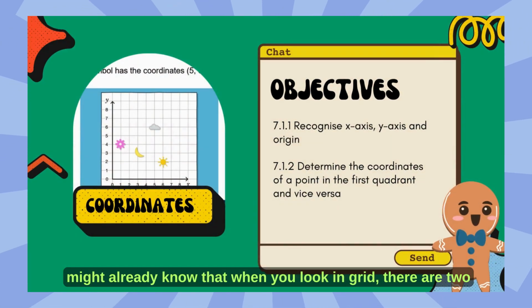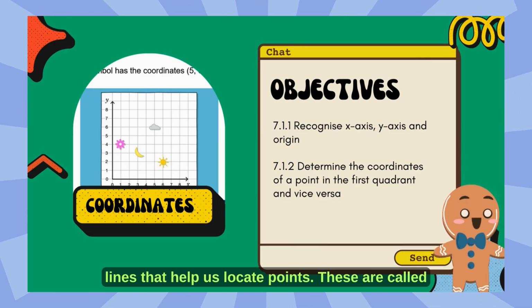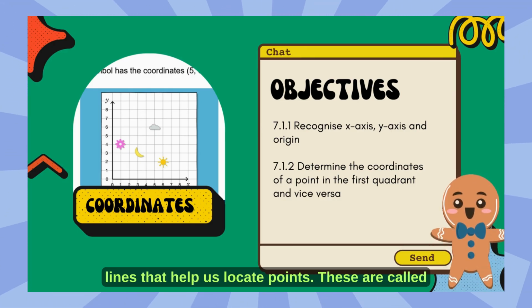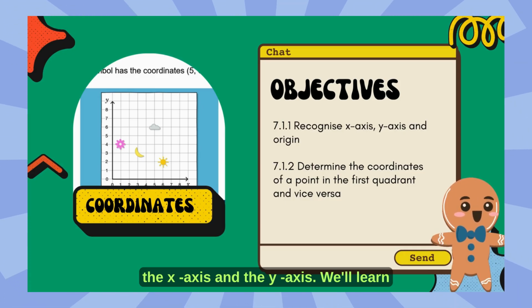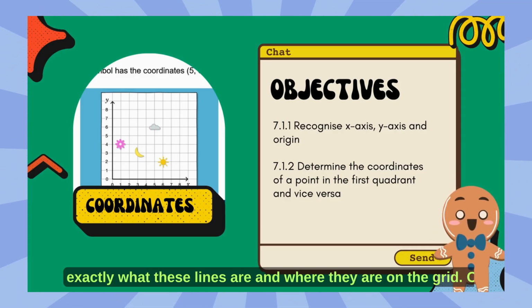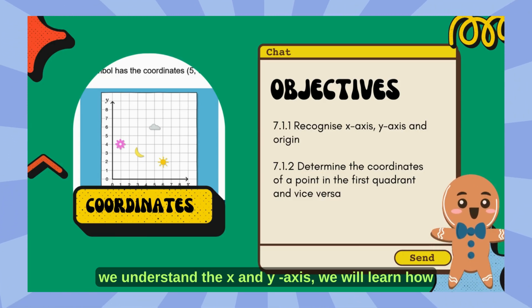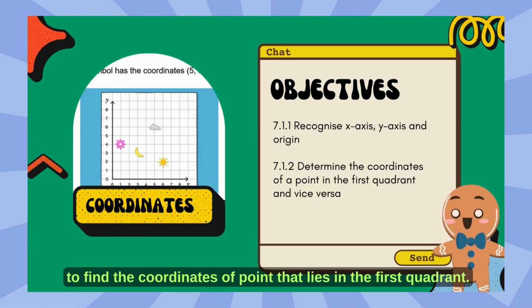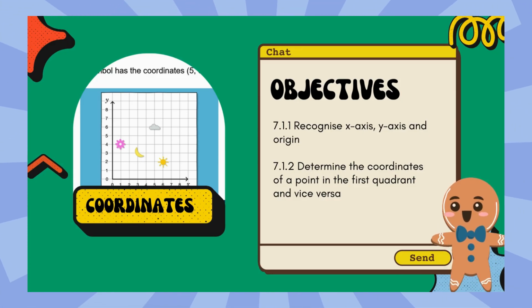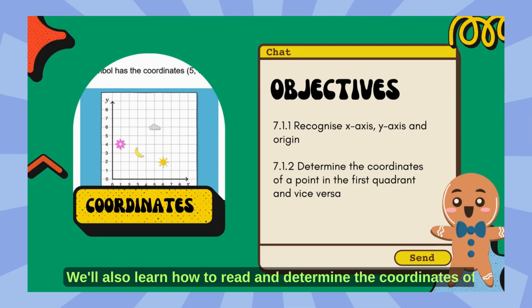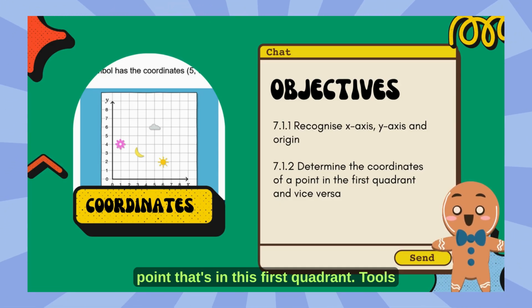You might already know that when you look at a grid, there are two lines that help us locate points. These are called the x-axis and the y-axis. We'll learn exactly what these lines are and where they are on the grid. Once we understand the x and y axes, we will learn how to find the coordinates of a point that lies in the first quadrant. We'll also learn how to read and determine the coordinates of any point that's in this first quadrant.